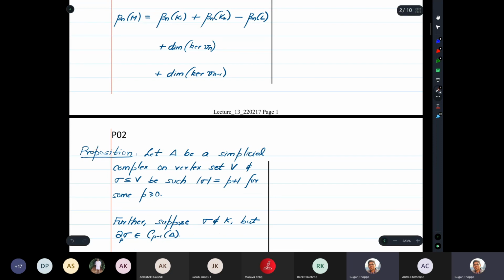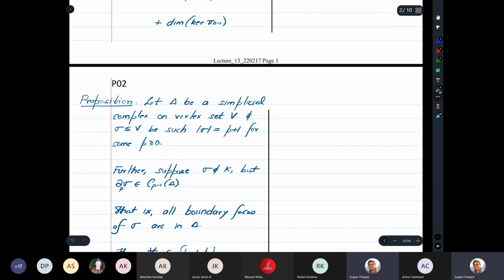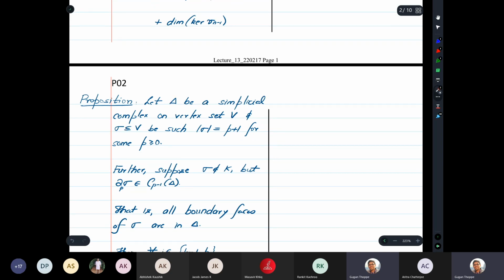So the proposition went something like this: let delta be a simplicial complex on the vertex set V, and let sigma be a subset of V. So sigma is a collection of vertices in V, and sigma satisfies the property that the number of vertices in sigma is p plus 1 for some p greater than or equal to 0. Okay, now what is the property of sigma and how is sigma related to delta? So the property of sigma is that sigma itself doesn't belong to K. Sorry, I shouldn't say K, I should say delta over here.